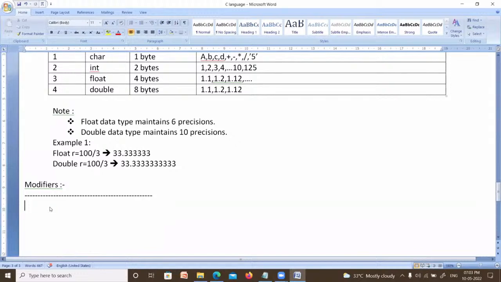Suppose I want to store only positive numbers. Positive numbers means signed or unsigned? Number 10, it is a positive number. Is sign there or not? No sign. Without sign. So it is nothing but unsigned. So if you want to store only positive numbers, you have to use unsigned integer. If you want to store negative numbers also, you have to use signed integer. In this way, you can use modifiers. Modifiers are used to modify the meaning of data types. Right? So write down this.